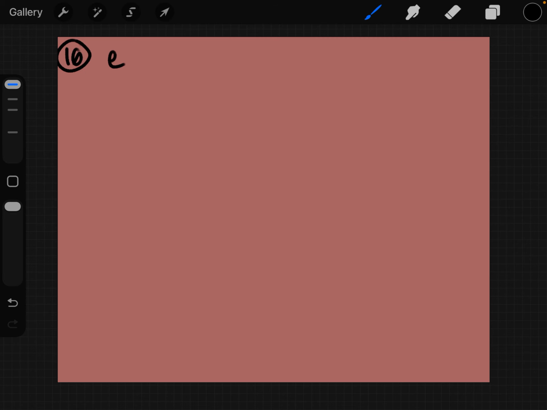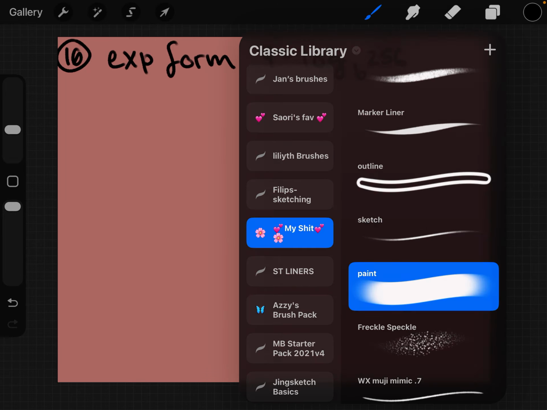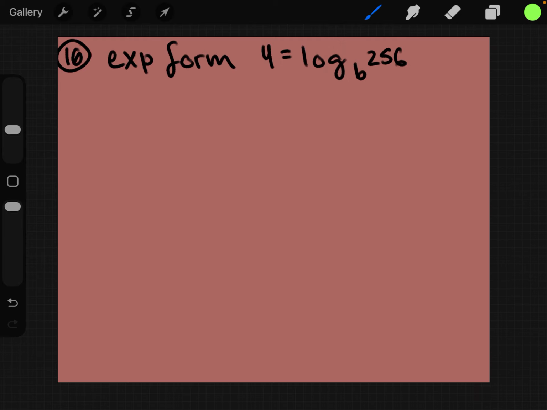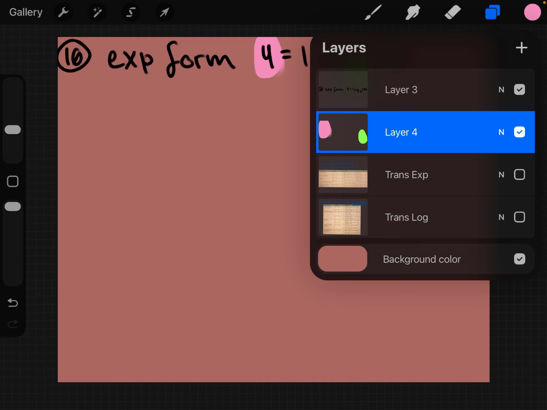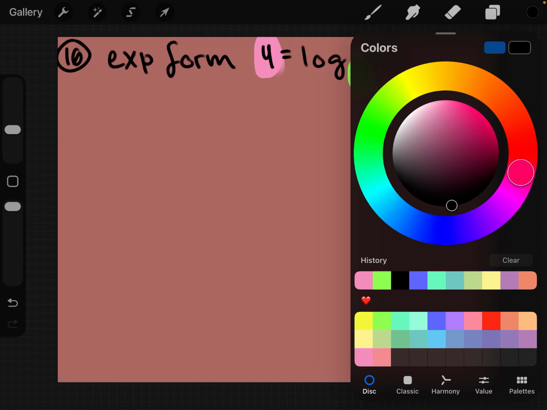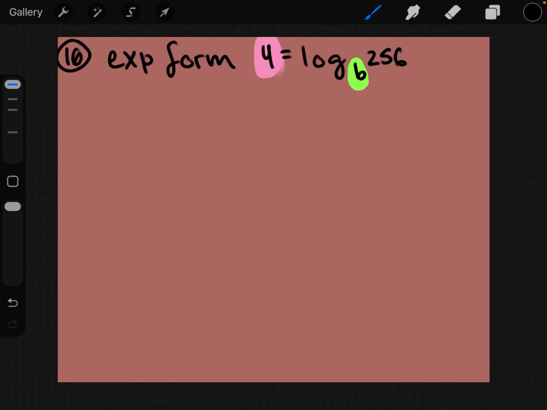10. Write in exponential form. 4 is equal to log B 256. Base is a little guy. Exponent is what it's equal to. So, nope, incorrect. Base is a little guy. Exponent is what it's equal to. All that's left is 256.